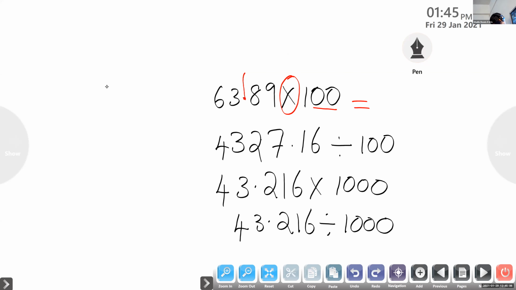6,300. Which place do I have to move this decimal point? Right side. 1, 2. 2 digits. Here there are 2 zeros, so we have to move 2 digits to the right side. So the answer will be 6389. If you write 0.0, that is also the same. So you can write 6389. Children, check whether you got the correct answer.